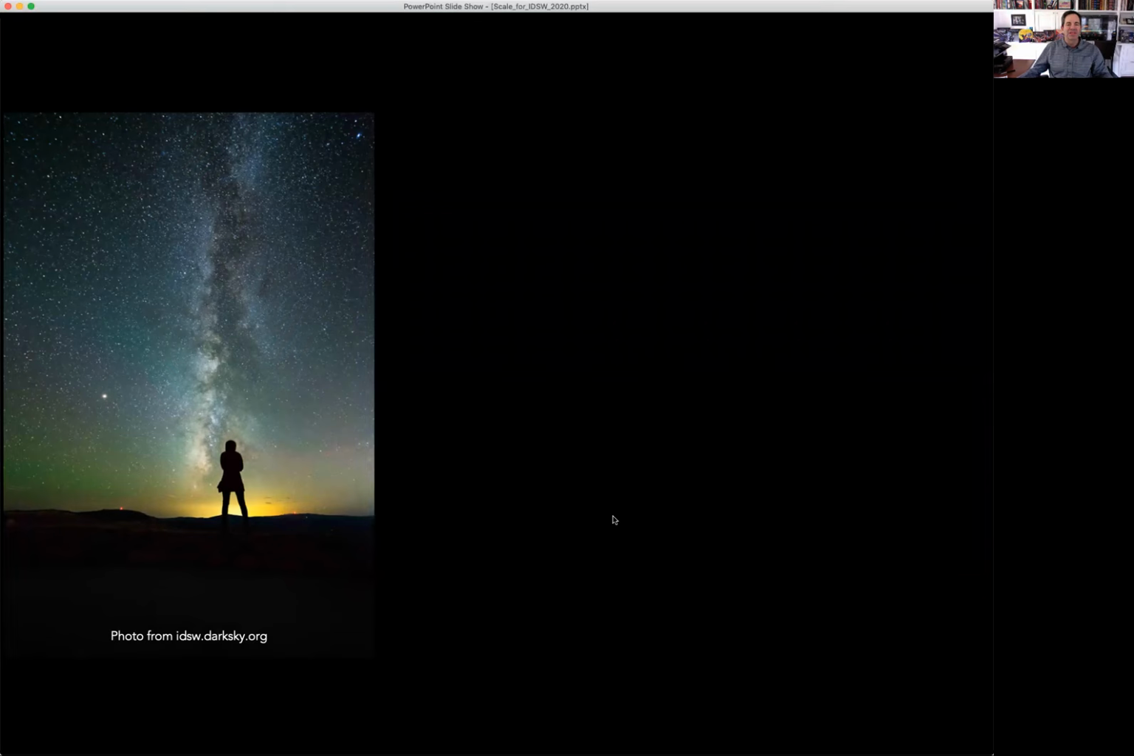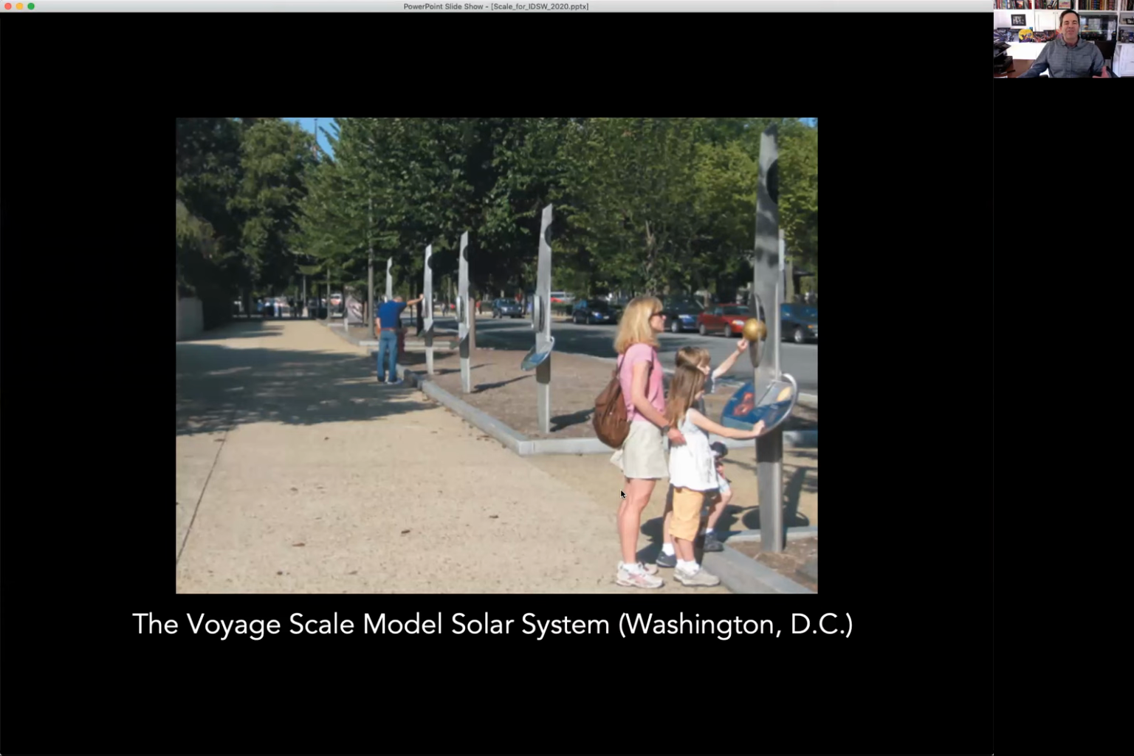To understand the scale of the objects that we're seeing in that picture, I want to start with the scale of our solar system. And to do that, I want to use this device called the Voyage Scale Model Solar System, which is a scale model that we have in Washington, D.C. You can see here is the National Air and Space Museum, the National Mall over here. And what we've done to make this scale model of the solar system is we've taken the real solar system and shrunk it down to 1/10 billionth of actual size.